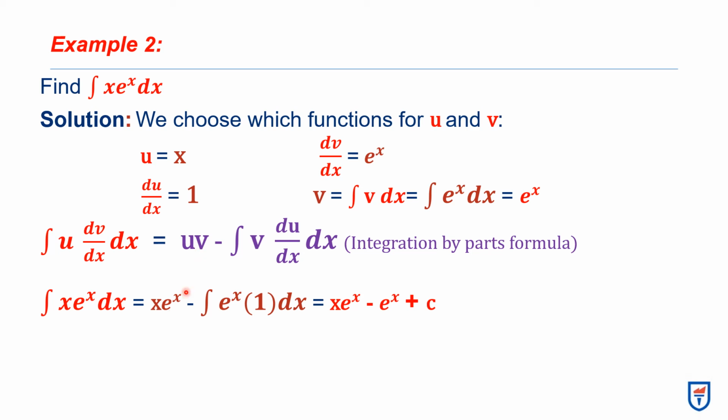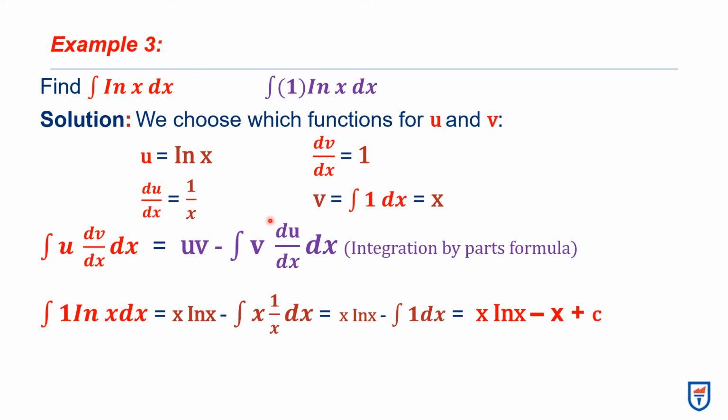In place of u in our formula, we're going to put our value of u, which is x, and in place of v, we put our value of v, which is e^x, minus the integral of v, which is e^x, times du/dx. Our du/dx is equal to 1, which we integrate in terms of dx. So e^x times 1 gives us e^x, and the integration of e^x gives us e^x. So we end up with a final result of x e^x minus e^x plus a constant, which is an arbitrary constant of integration. So this is our final result for the integration of x e^x dx.